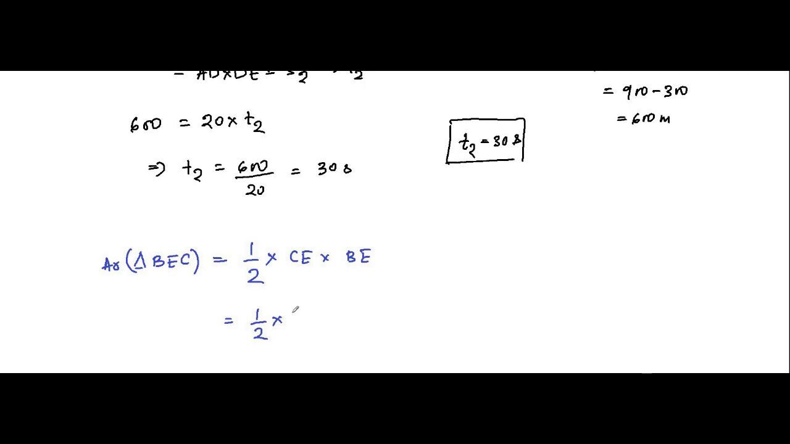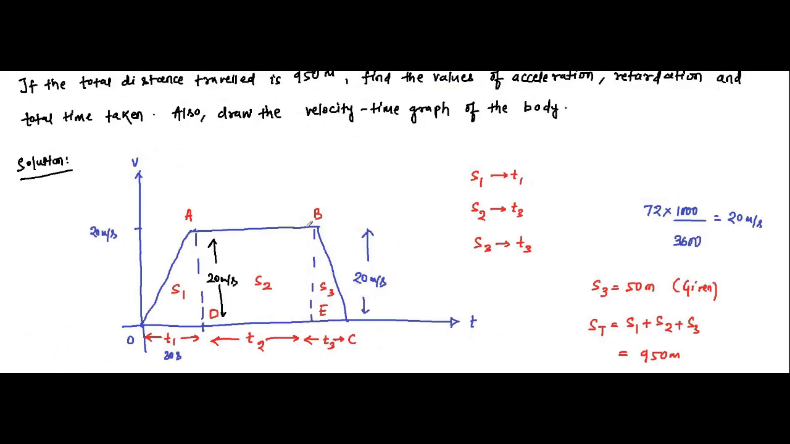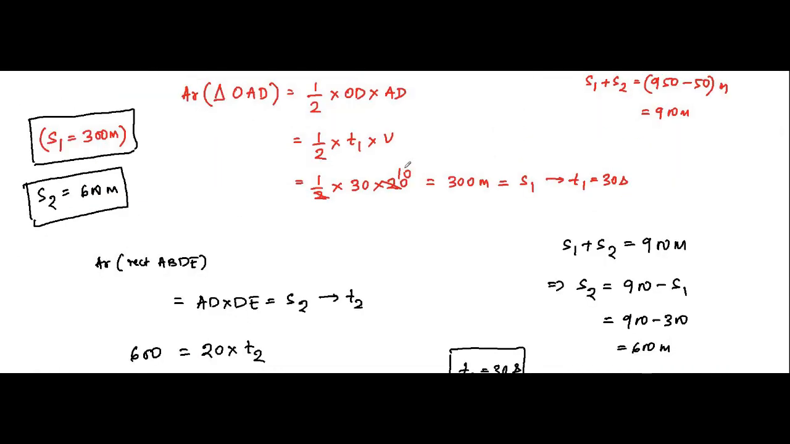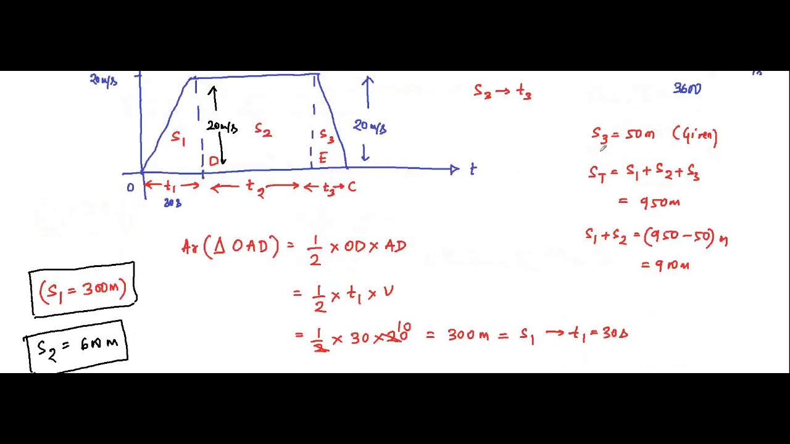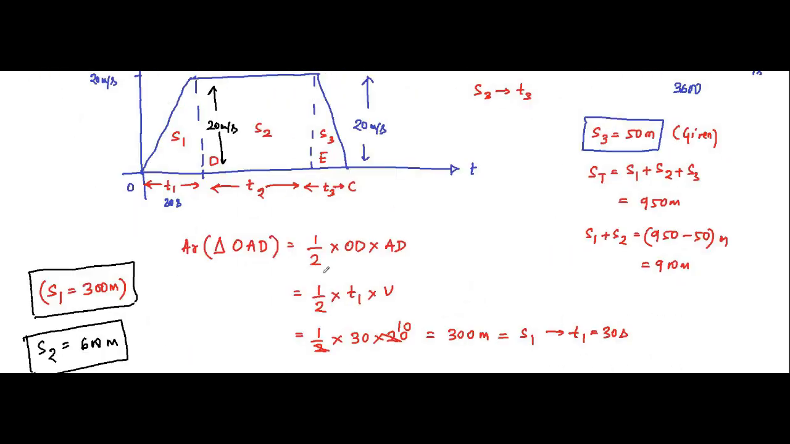So that is equal to 1/2 into T3 into 20. Now we have already been given that this retardation happens in 50 meters. Within 50 meters it is retarded. So S3 is equal to 50 meters. It has been given in the question, so we can put this value here: 50 meters, which is equal to S3.